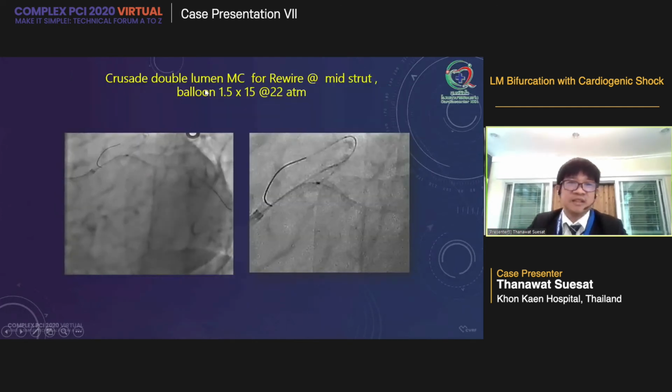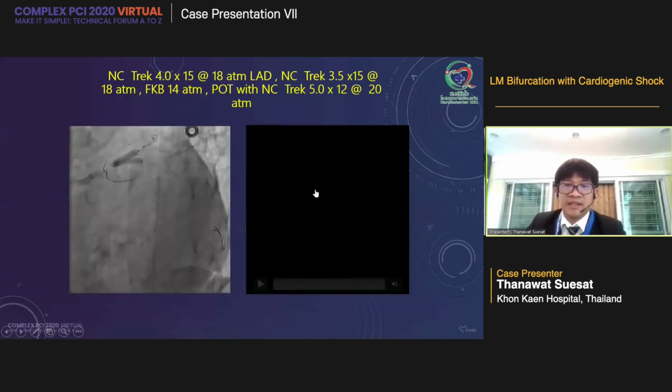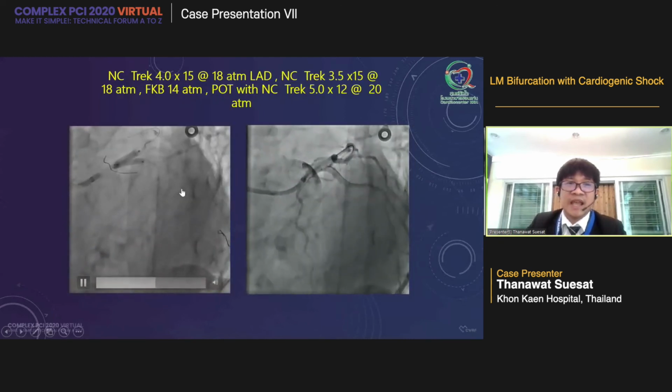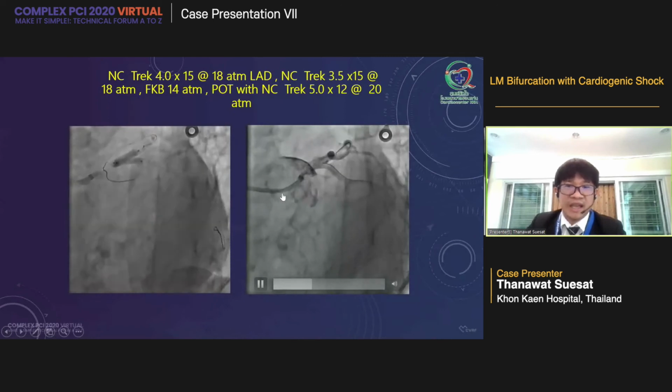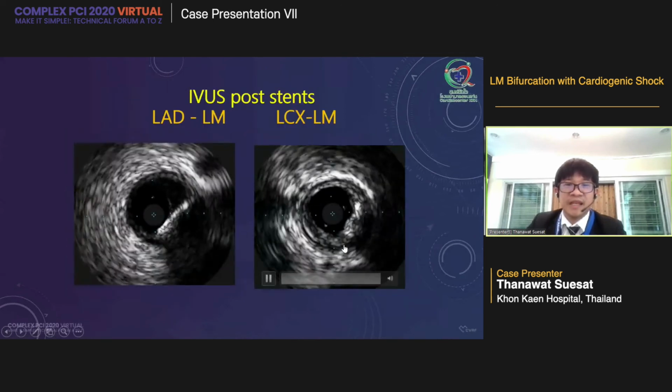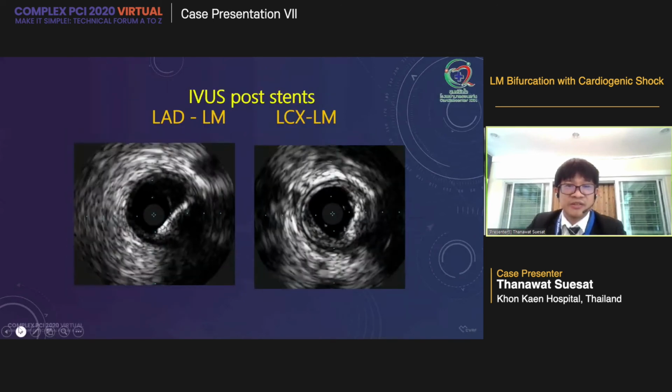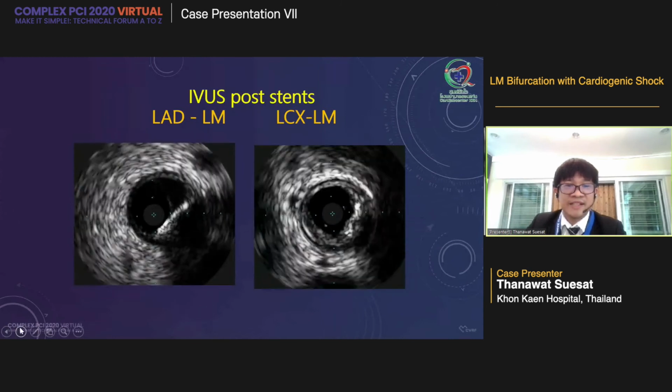I used the Crusade double lumen catheter to make sure there's a wire inside the left main stent, and rewired at the mid strut. Then opened the strut and did the final kissing with the NC balloon, and the final part with the 5.0 balloon. That is the result of the pullback after stent.